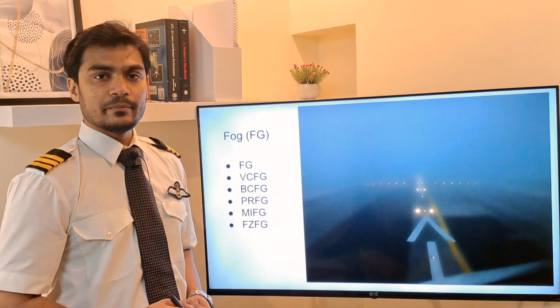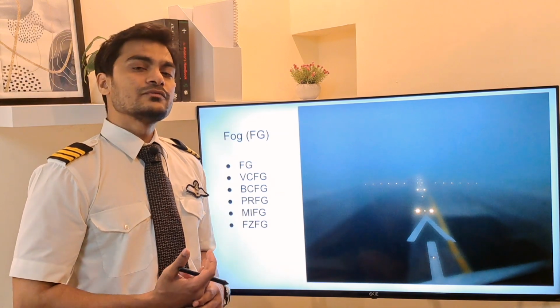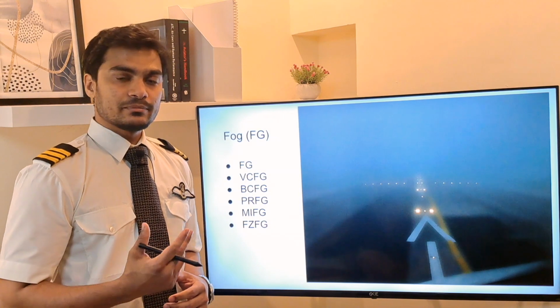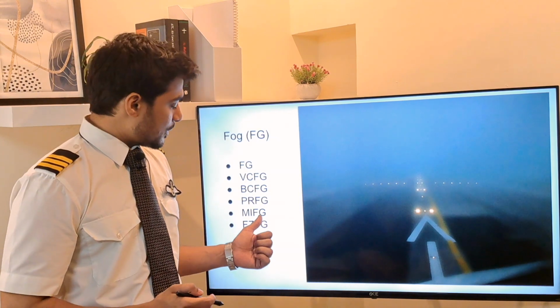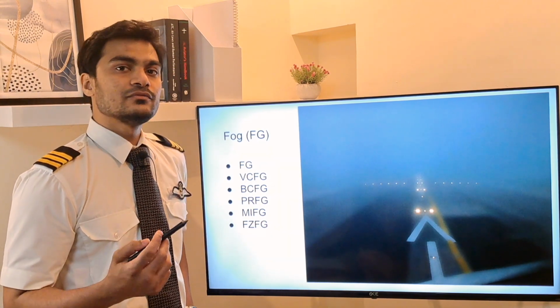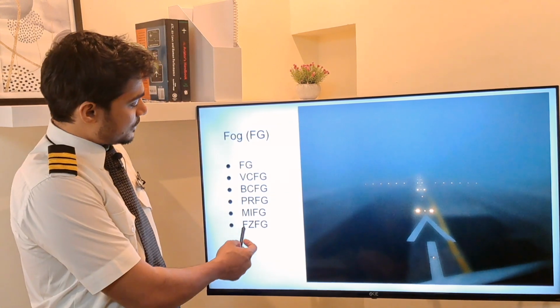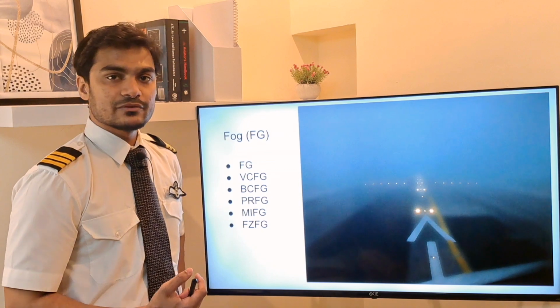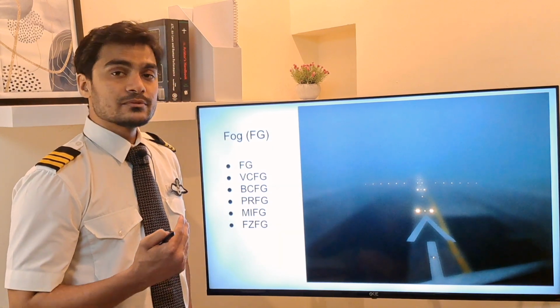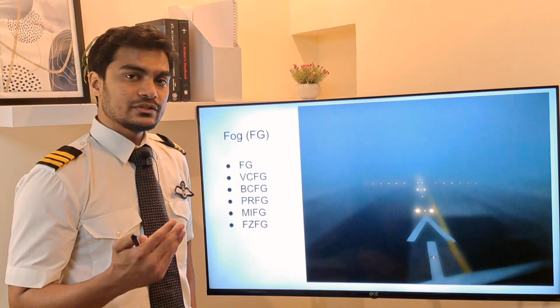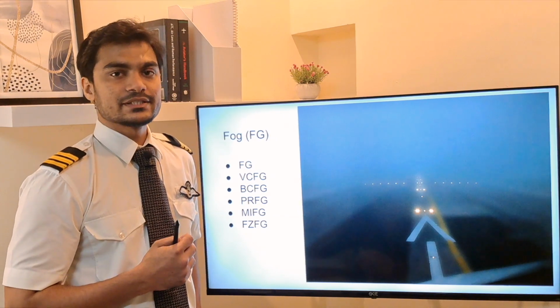MIFG stands for mini fog or a shallow fog. This fog should not be more than 2 meters deep above the ground, and above this fog you have a visibility of beyond 1000 meters. Now FZFG stands for freezing fog. This gives us a visibility of less than 1000 meters and your temperature also drops below 0 degrees Celsius.